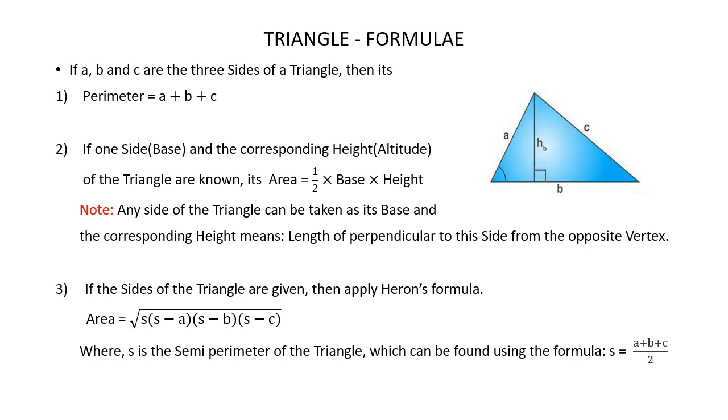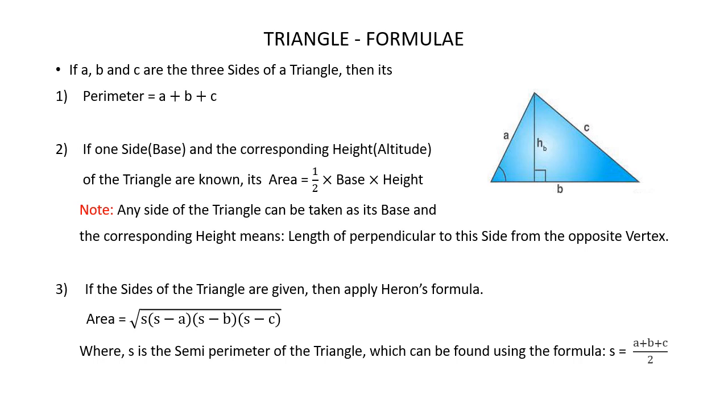Now supposing we consider A as the base of the triangle, then the opposite vertex to side A is this vertex. Now if you draw a perpendicular from this vertex to the base A, then the length of this perpendicular will be the corresponding height. Similarly for side C.